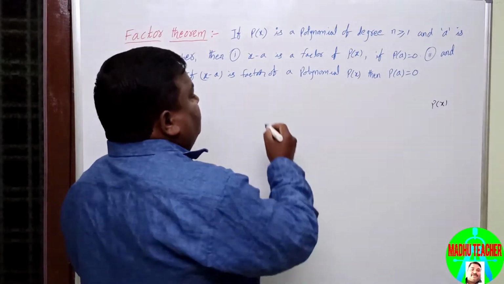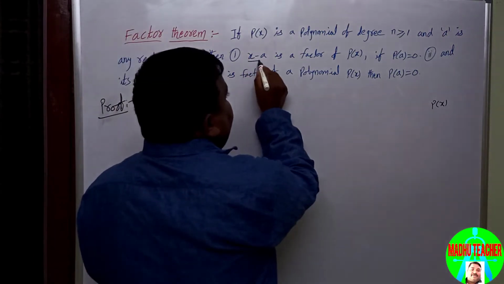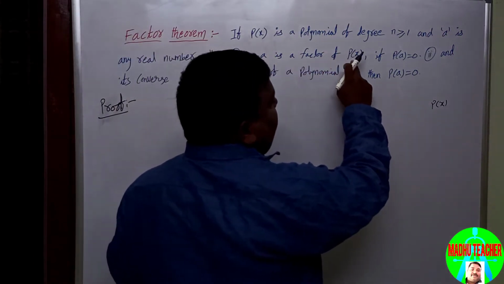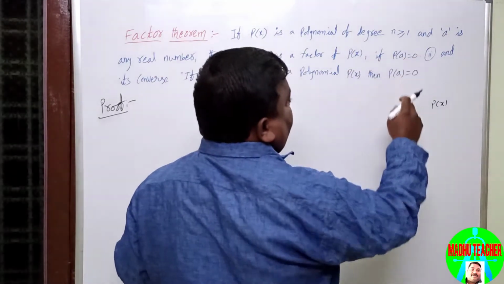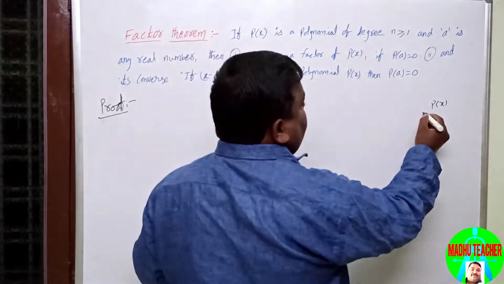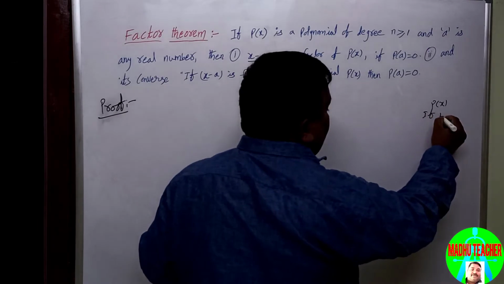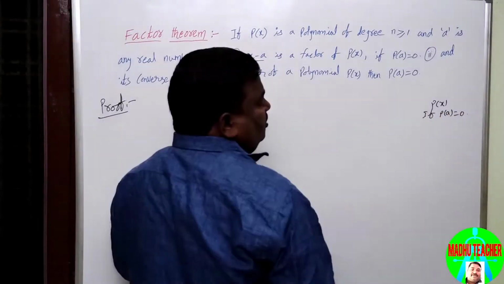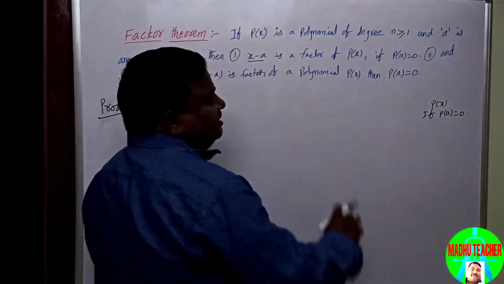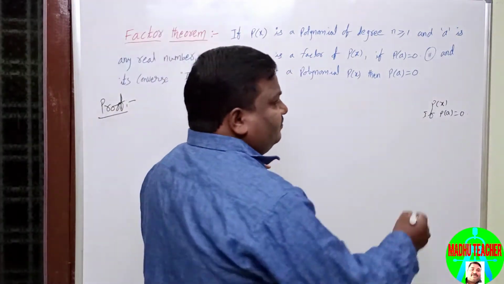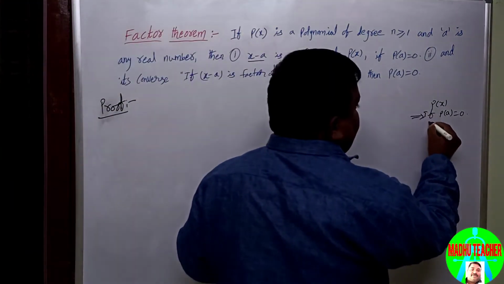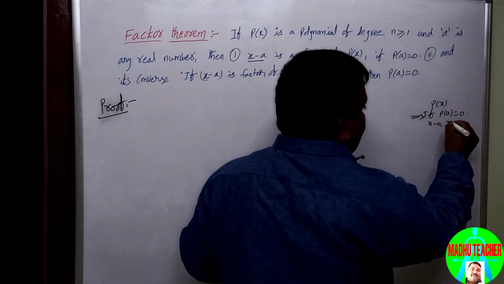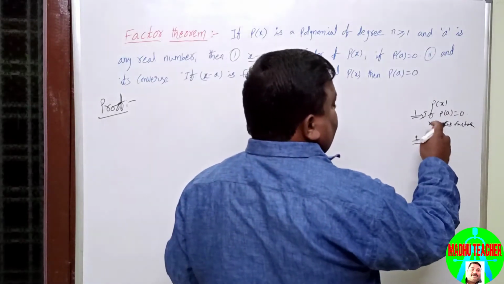The first condition is x minus a is a factor of p of x if p of a equal to 0. That means if p of a equal to 0, then x minus a is a factor. x minus a is a factor. This is the first one.